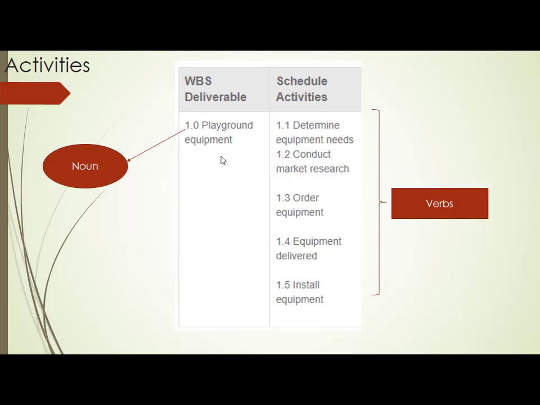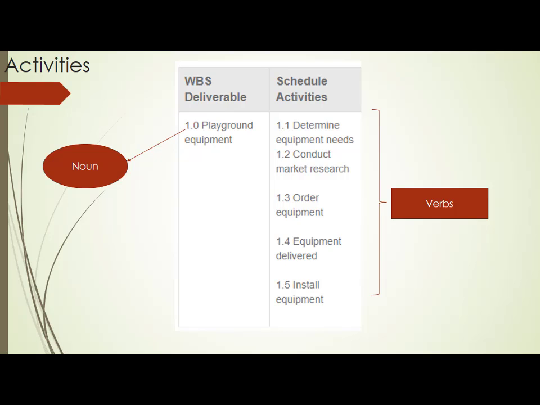So what do you mean by playground equipment? It doesn't make much sense. It simply says that you have to perform a work package called playground equipment. But what does that mean? It means these many activities: determine equipment needs, conduct market research, order equipment, equipment delivered, install equipment. So this WBS deliverable playground equipment was actually a noun. This WBS deliverable is also called a package.